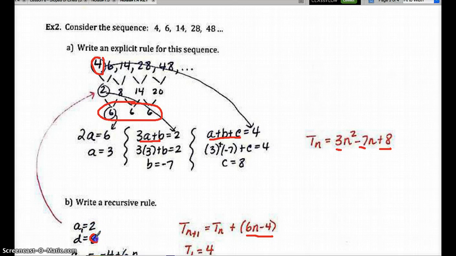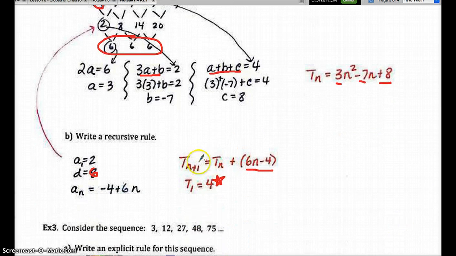This over here should be a 6. Our first term is a 2, our common difference is 6. And then we just simply add that onto t sub n. And then don't forget, we have to identify what our first term is. So t sub 1 equals 4. And then t sub n plus 1 equals t sub n plus the linear relationship, which is 6n minus 4.